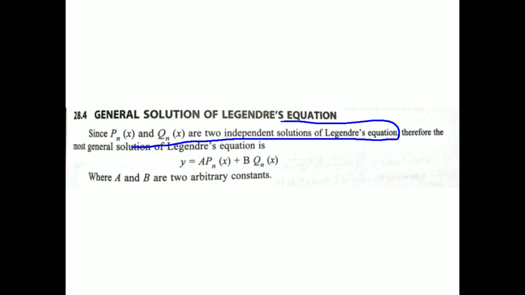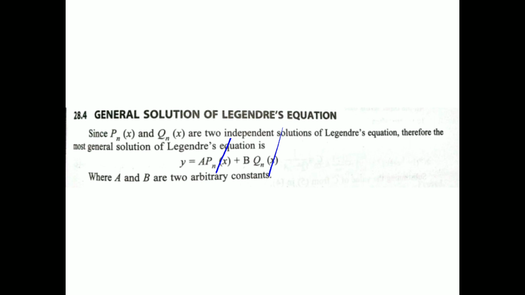Therefore, the most general solution of Legendre's equation. So in total, the Legendre's solution could be written in this way, a linear combination of them both: A into Pn of x plus B into Qn of x. So this is where A and B are arbitrary constants. So finally, the final solution of this Legendre's equation is this, which includes Legendre's solution of first kind and second kind, both put together.